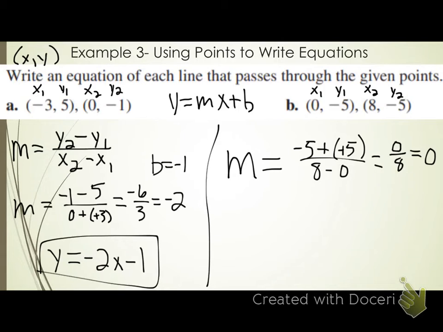Okay, do I have a y-intercept? Yeah. What is it? Negative 5. I know that because that's the ordered pair that has an x value of 0. We okay identifying the y-intercept?